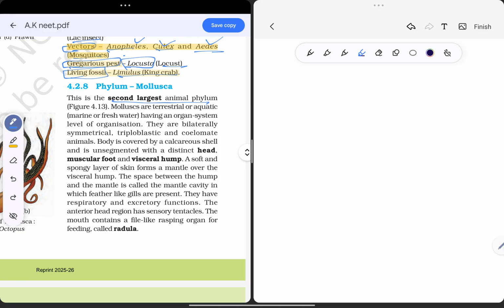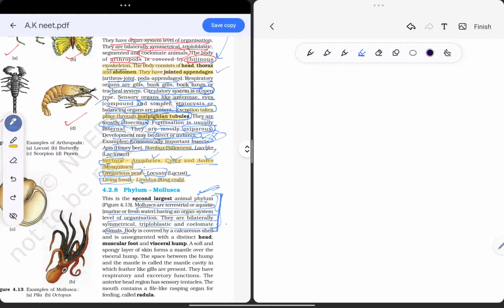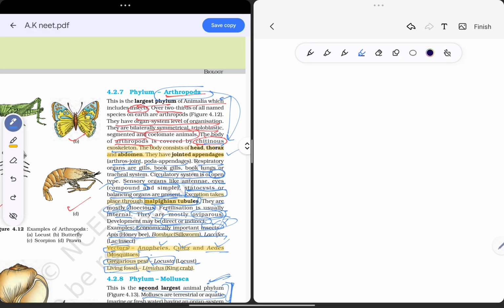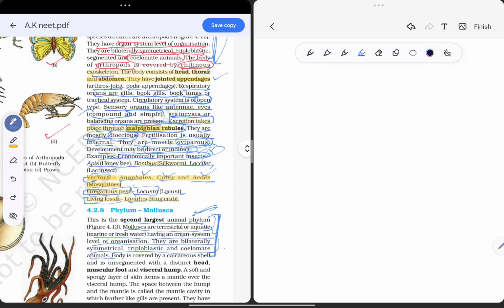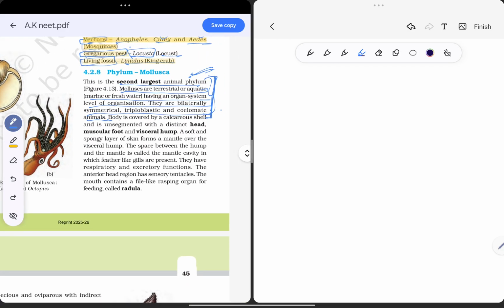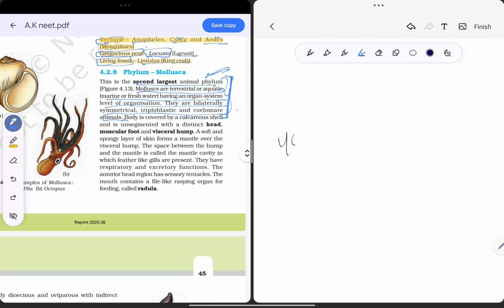Second largest phylum, I told you before. Mollusca are terrestrial or aquatic, marine or freshwater, with an organ system level of organization, bilaterally symmetrical, triploblastic, coelomate animals. This is a common thing. If you learn that last table, you will automatically get all this information. You need not worry about the first part in every paragraph. If you learn by heart the last table which I told you, you can get it.